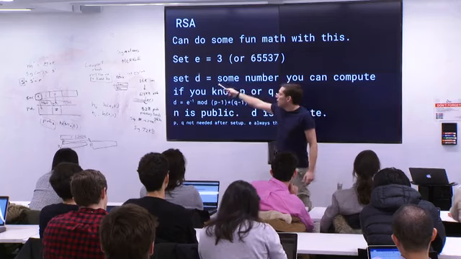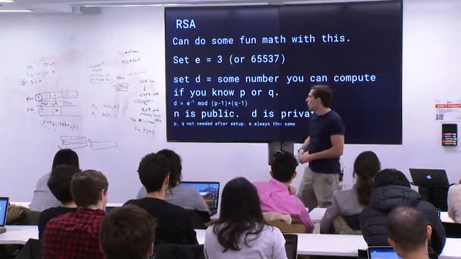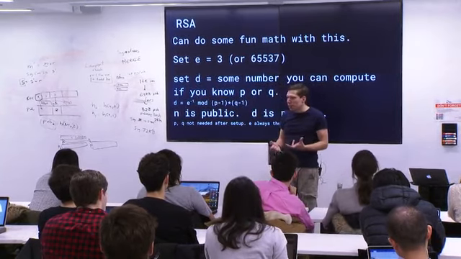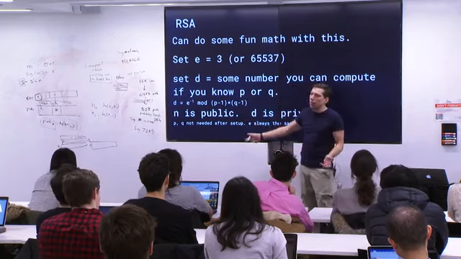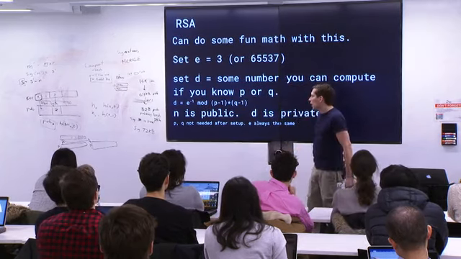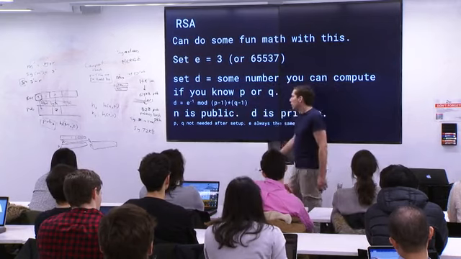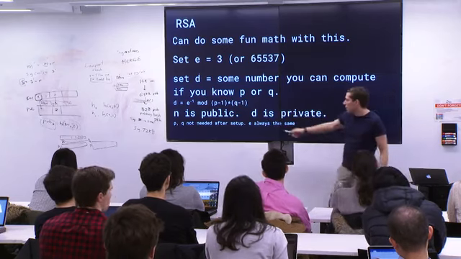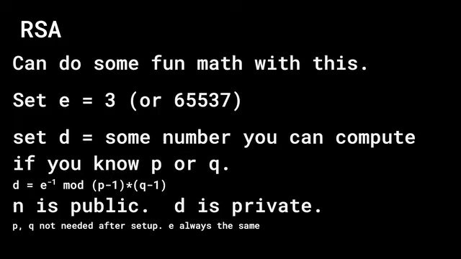And then D is a number that you can compute if you know what P and Q are. So this is the private key, right? P and Q itself can be seen as the private key, but you can actually compute this D number and then discard P and Q. This is how you compute D, whatever. But the idea is N is your public key and D is your private key. E is always the same, and P and Q you can discard afterwards.